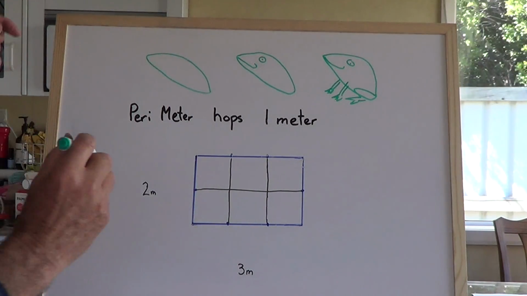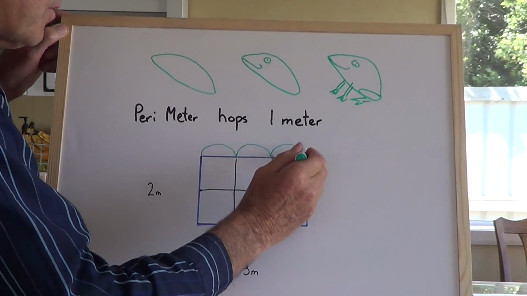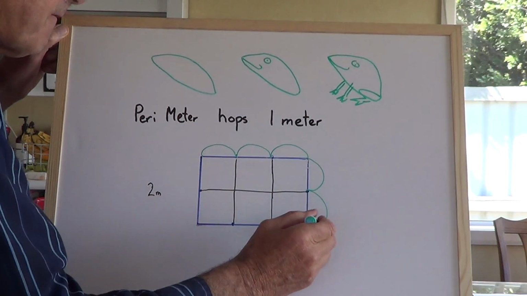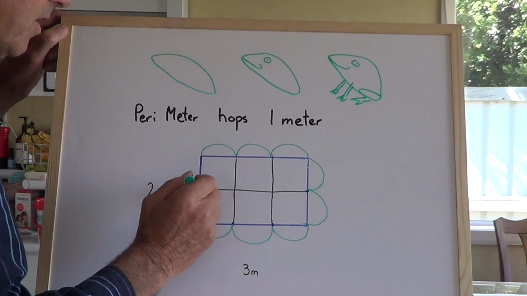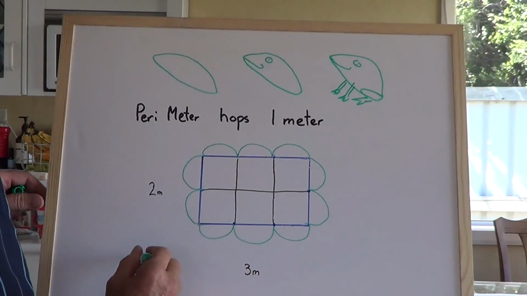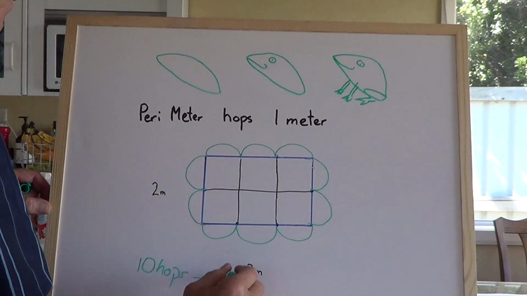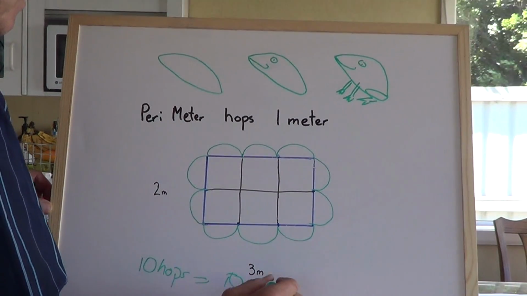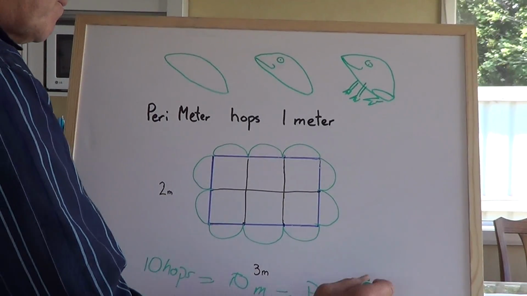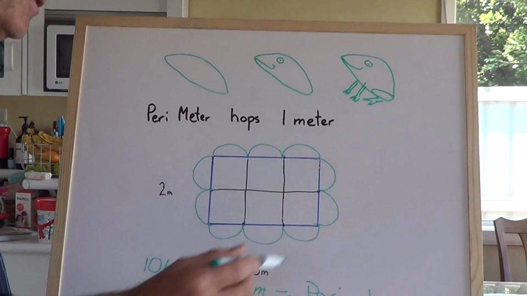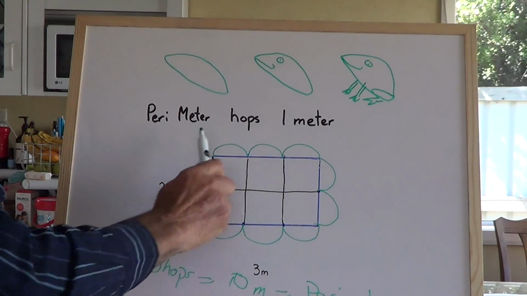So I'll put the hops in. Here they are. 1, 2, 3, 4, 5, 6, 7, 8, 9, 10. 10 hops equals 10 meters, which is equal to the perimeter of this rectangle, because the perimeter is the distance around the outside.